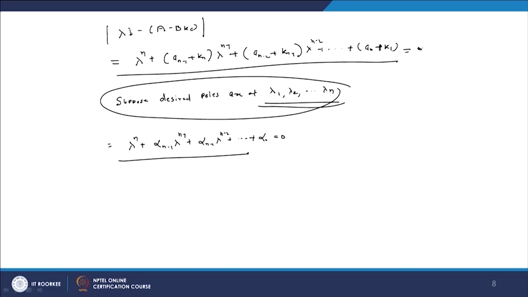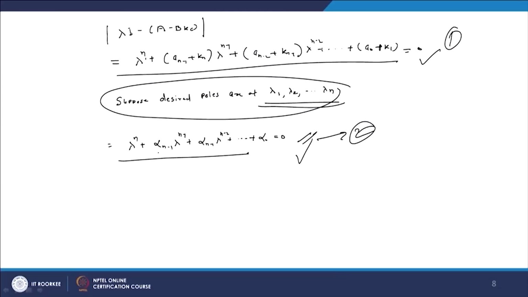So, these two equations are there, and here we will find that this is my desired one, and they have the same form, lambda raised to n, lambda raised to n. These are the known quantities, and here a n minus 1, a n minus 2, a 0, these are known quantities, but which is unknown? Unknown is k1, k2 up to kn, and this is nothing but the controller. So, if we compare this equation with respect to this equation, let us say this is equation number 1 and this is equation number 2. If we compare these two equations, we can easily get the values of k1, k2 up to kn.